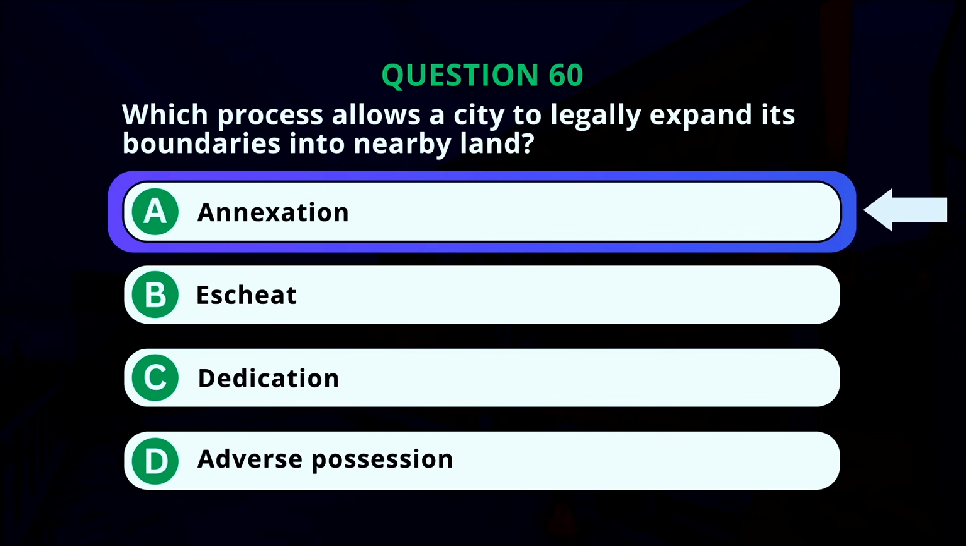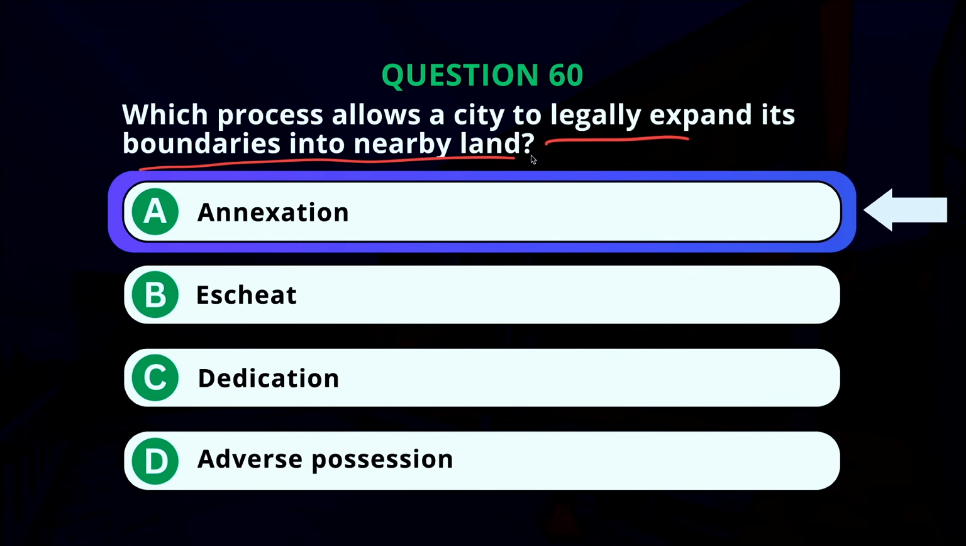Annexation is a process allowing, in this particular example, a city to legally expand its boundaries into nearby land. The other one that's not in here is eminent domain, if that land is within the city's jurisdiction, and it would benefit society over the individual, depending on how it's held in title. So there's that eminent domain piece or condemnation. We know that exists, but that's not one of the choices.